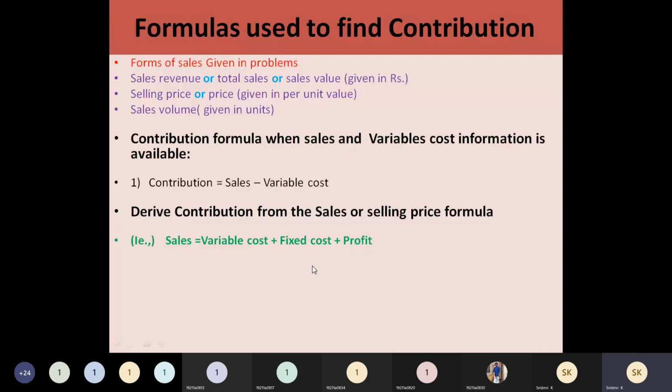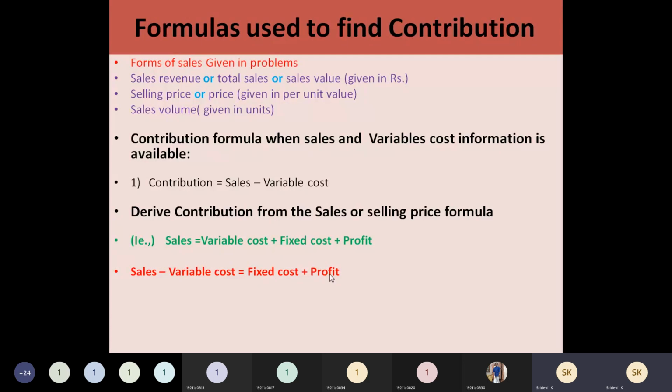Okay. So from this, how are you going to derive the contribution? Let us see. The formula is sales minus variable cost. So if you bring sales minus variable cost, this will be equal to, because here we are moving variable cost from the above formula to the left side. So this we are moving here to the sales. You can see the cursor here. So we are moving it towards the left side of the equal to. So sales minus variable cost will be equal to fixed cost plus profit.